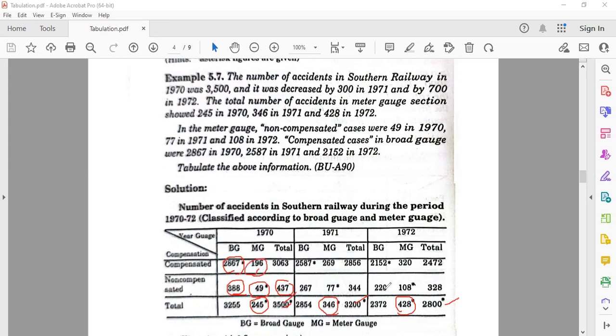Similarly, the star values are the values which are given. So when you put these values in, the remaining total value gets adjusted. From the adjusted values, if you subtract these star values, or the given values, you will get the non-given values. So what are the non-given values here? 269, 267, 320, 220. So these values you can calculate. That is how you can solve this particular problem.